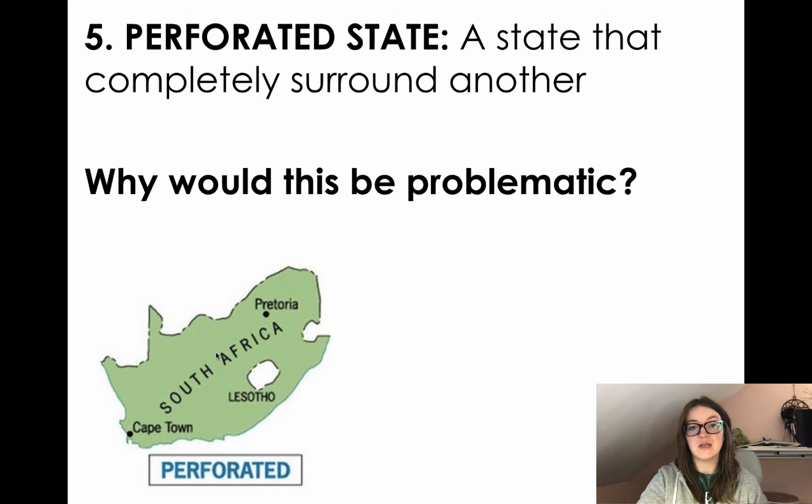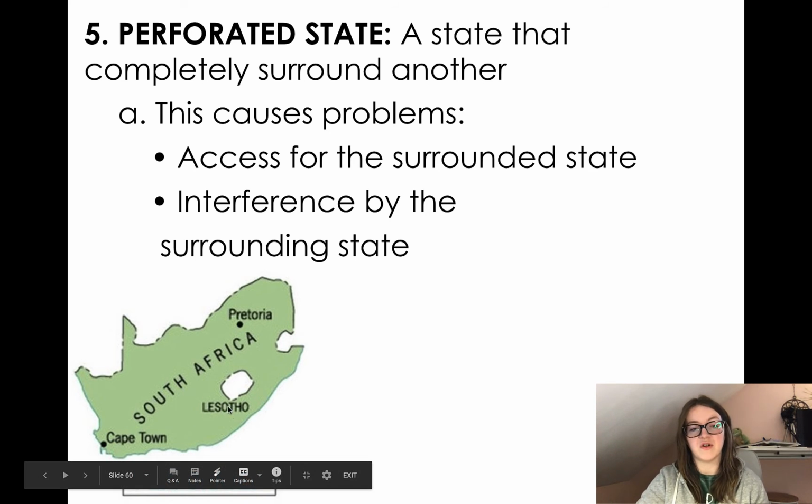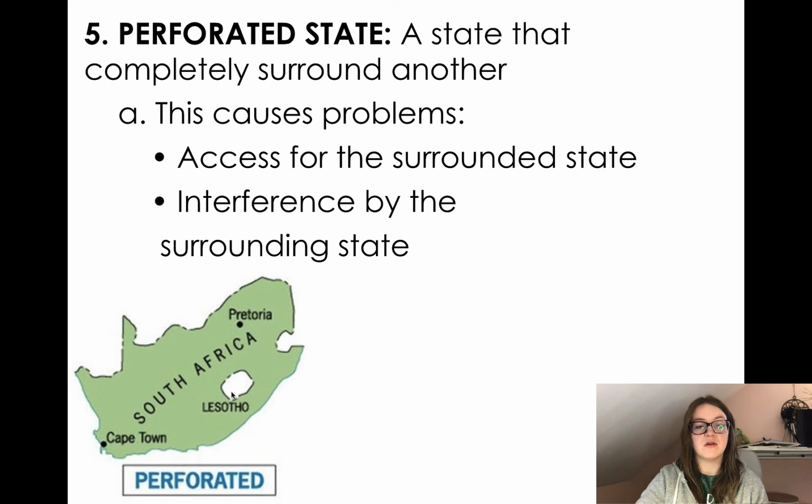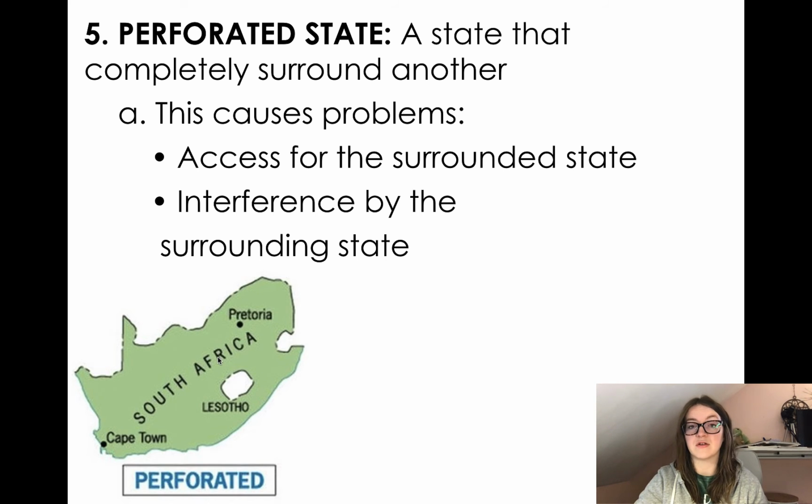And realistically, we're going to see it being problematic potentially for both sides. So one problem is that it causes access issues for the surrounded state. So that surrounded state, to do anything, they would essentially have to have permission from the perforated state. So this is the perforatee. That's going to be really difficult. They can't have anything shipped by ground in directly because they have to go through this other country.